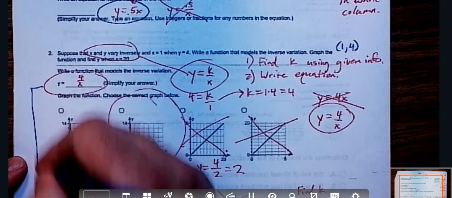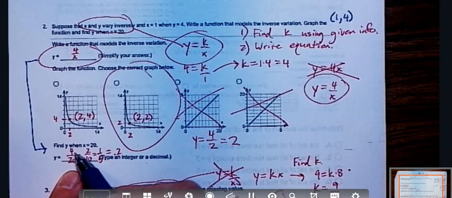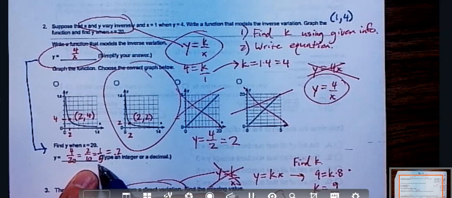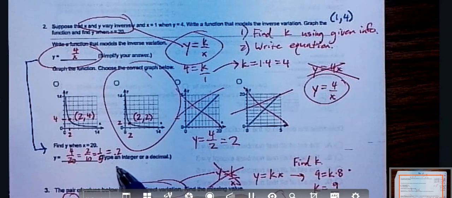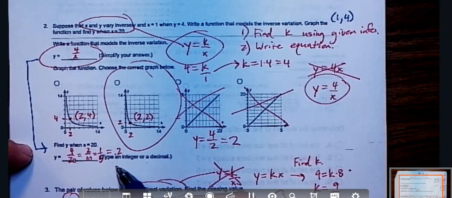Now, if you come down here to the last part, you could see find y when x is 20. Well, it's literally 4 divided by 20. Now, you could reduce that to 2 over 10, 1 over 5, or just write it as a decimal point 2. I don't care which one you do. Okay, but they go together. So once you have the model, it's kind of easy to do that one too.